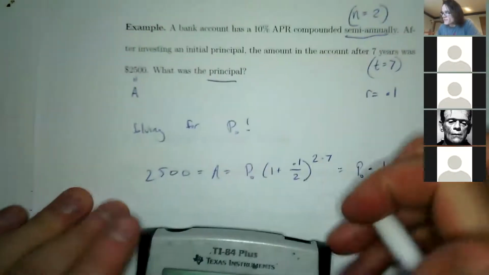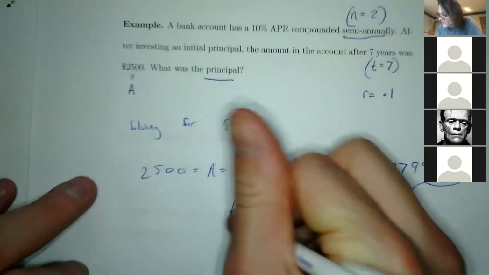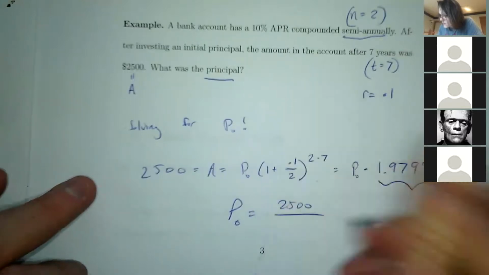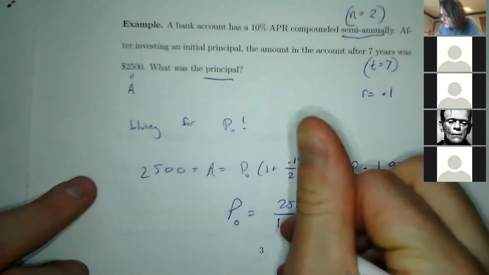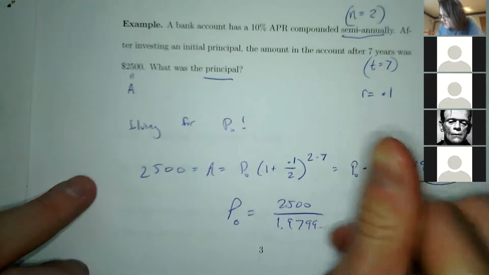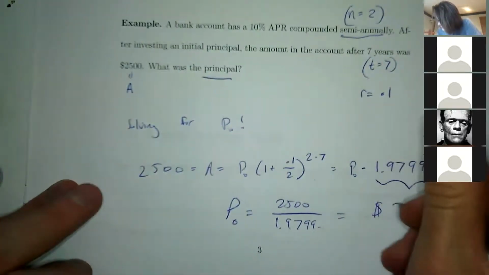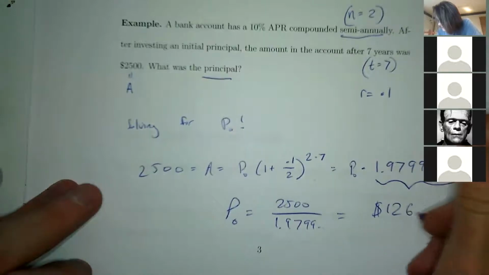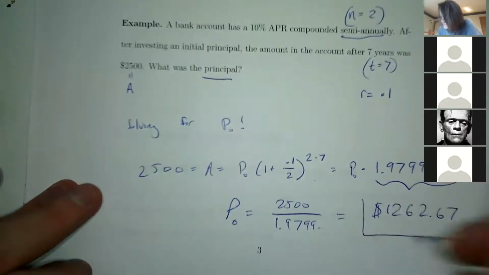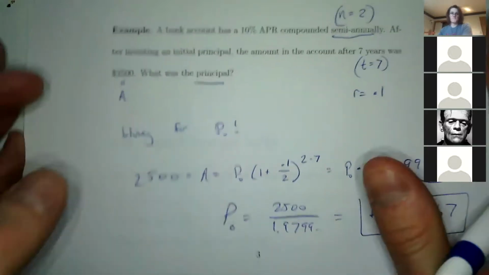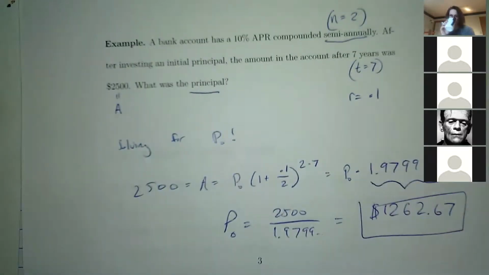But, so that's it. So P naught equals 2,500 over whatever that is, 1.9799. And so I got about, again, dollars, so round appropriately, 1,262 and 67 cents. There you go. Cool. So a little different. Any issues with that one? You're just plugging things in and solving for the unknown.